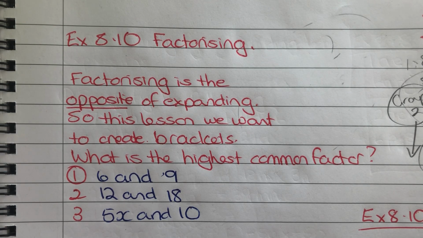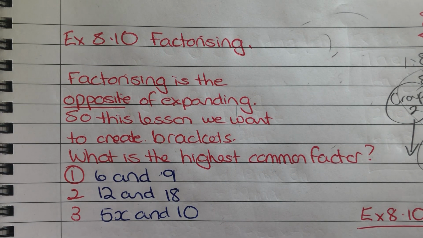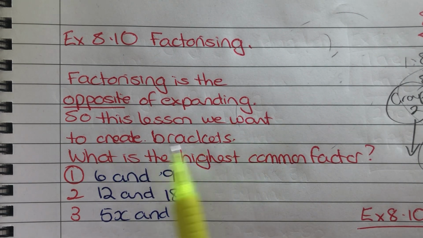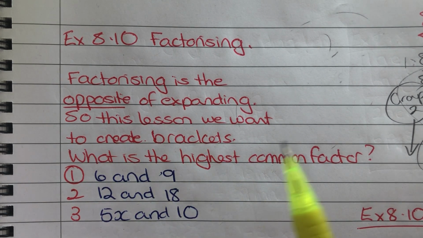So Year 8, we are doing 8.10, which is factorising, and that's the last exercise we have to do. Factorising is actually the opposite of expanding, which is what we did last lesson. I've written that here. It'd be good for you to write that too. So this lesson we want to actually create brackets, whereas last lesson we wanted to get rid of them. All right, let's have a look.